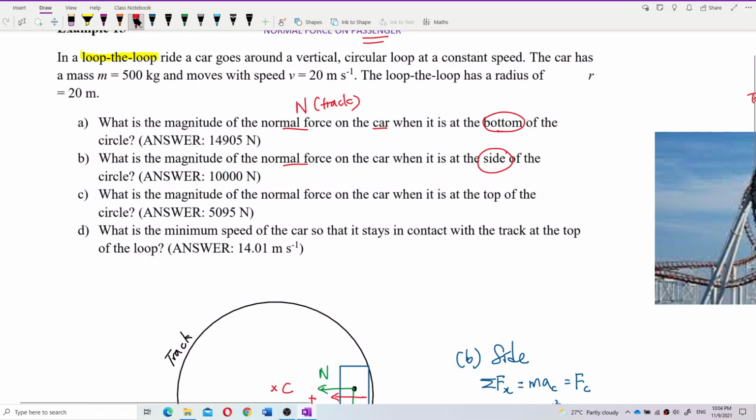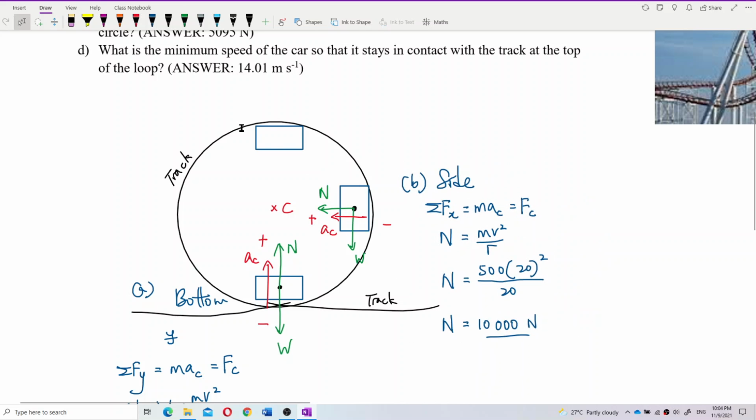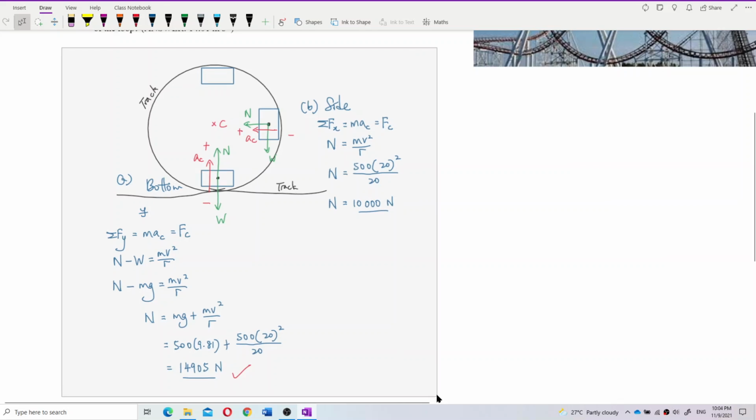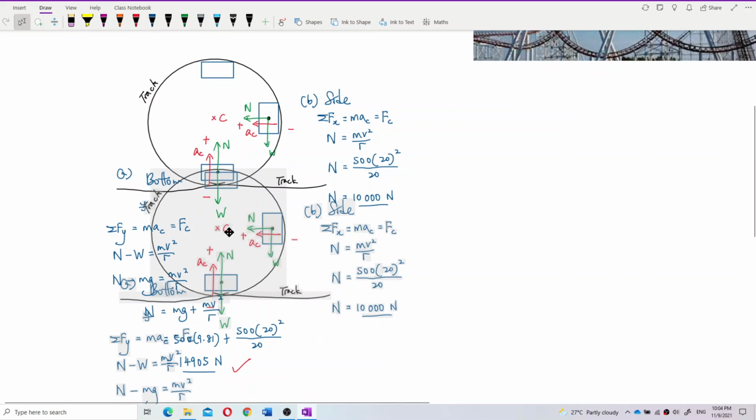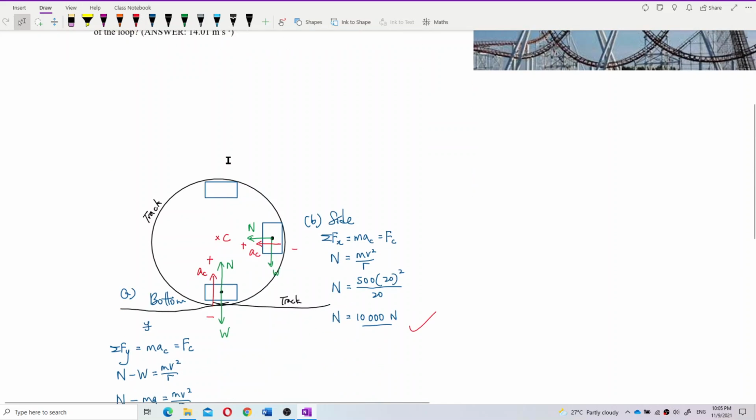This one is at the top. Okay, normal force at the top of the circle. Now let's draw for the top. Just now at the side, now at the top. I think I should rearrange everything. Hold on, give me a second. So just now this one is correct, 10,000 Newton. Now I want to find the top position.